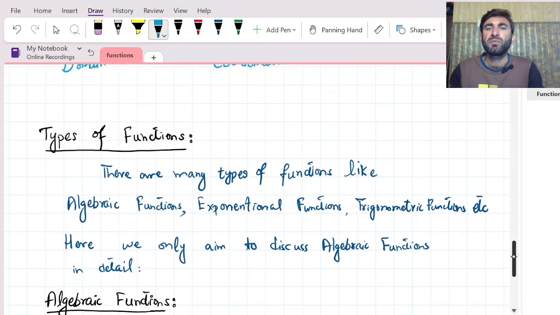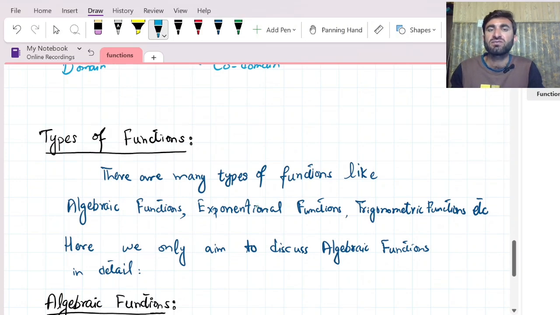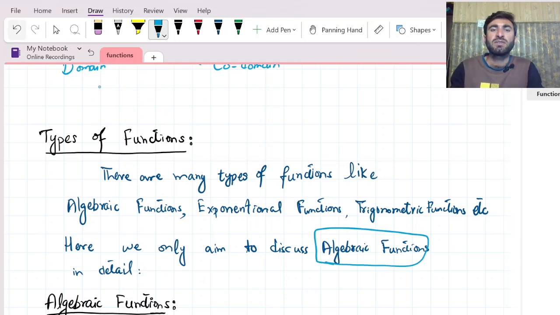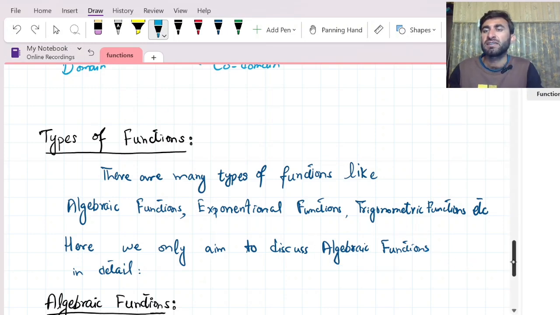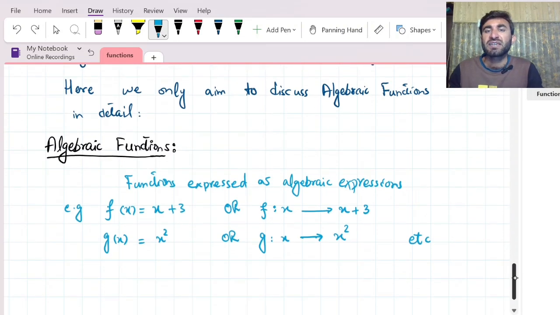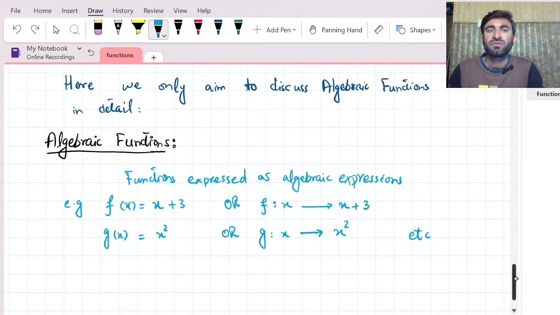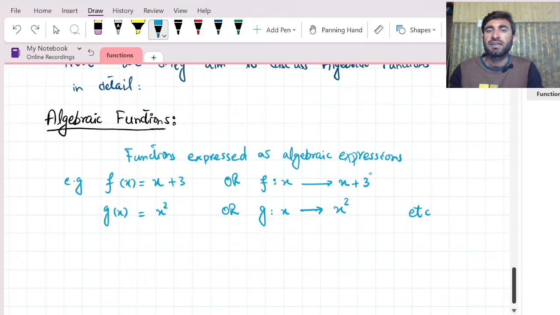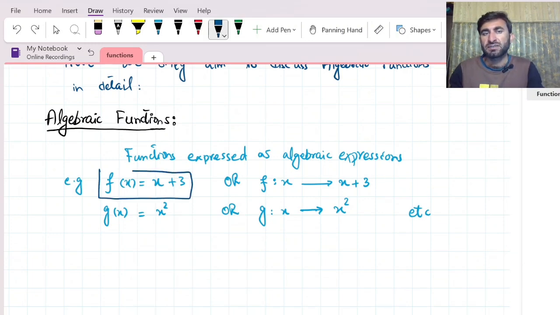Now we discuss the types of function. A function could have many types, like we can have algebraic functions, exponential functions, trigonometric functions, hyperbolic functions, and many more as well. But in our syllabus, we will only discuss the algebraic functions in detail. And what are the algebraic functions? Algebraic functions are mainly the functions which can be expressed as algebraic expressions, like f of x is equal to x plus 3, also written as f such that x maps onto x plus 3.